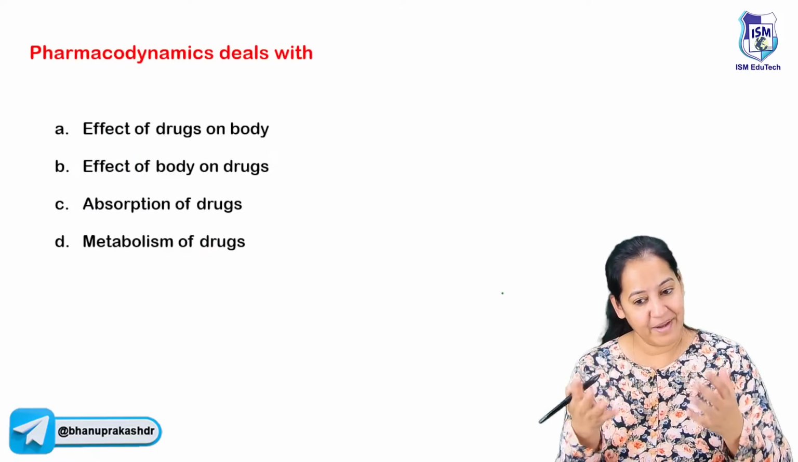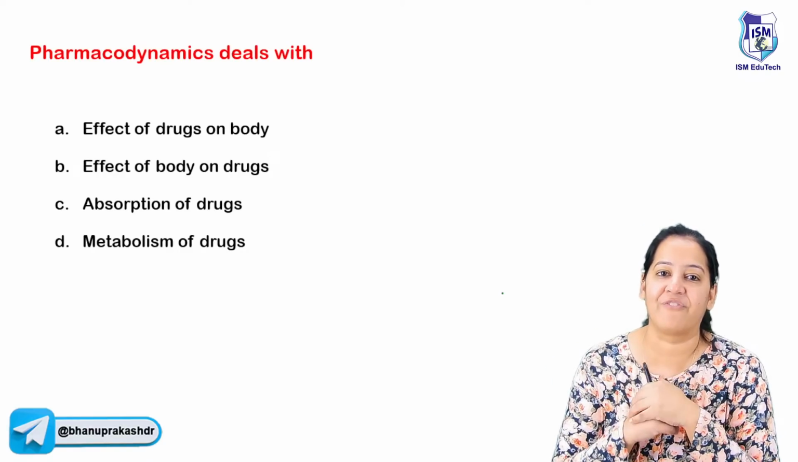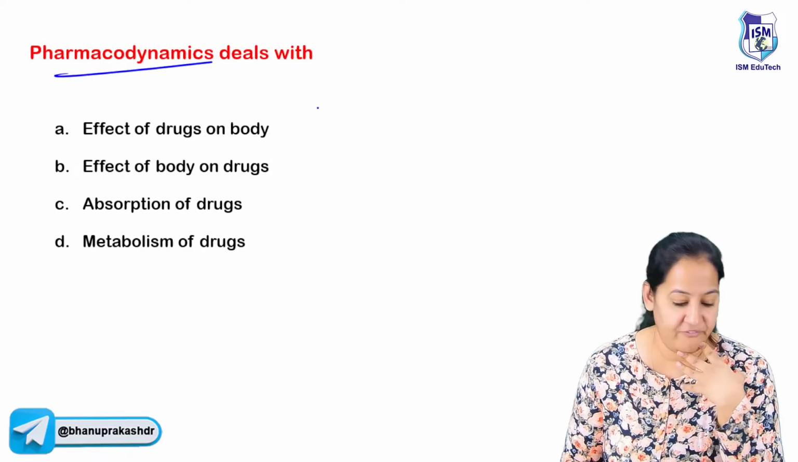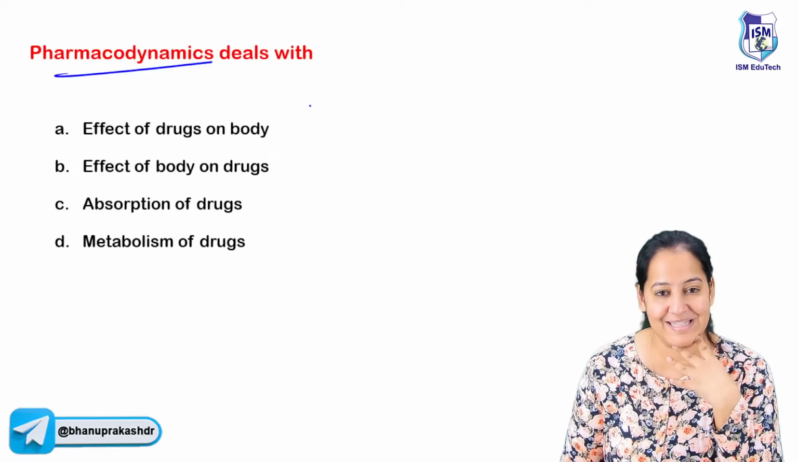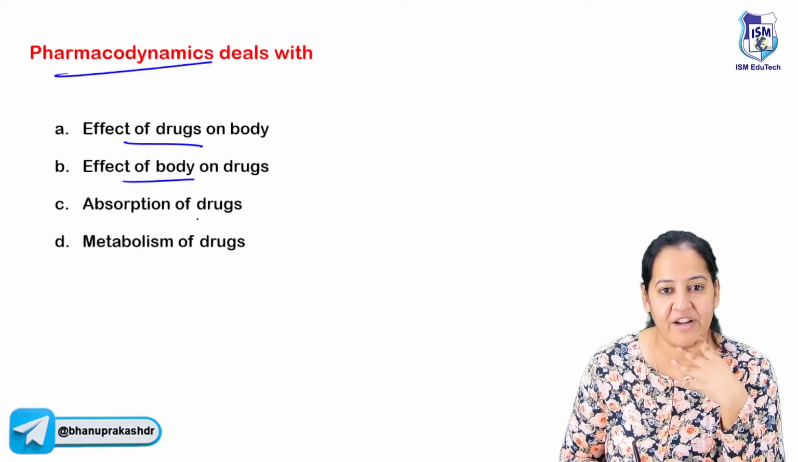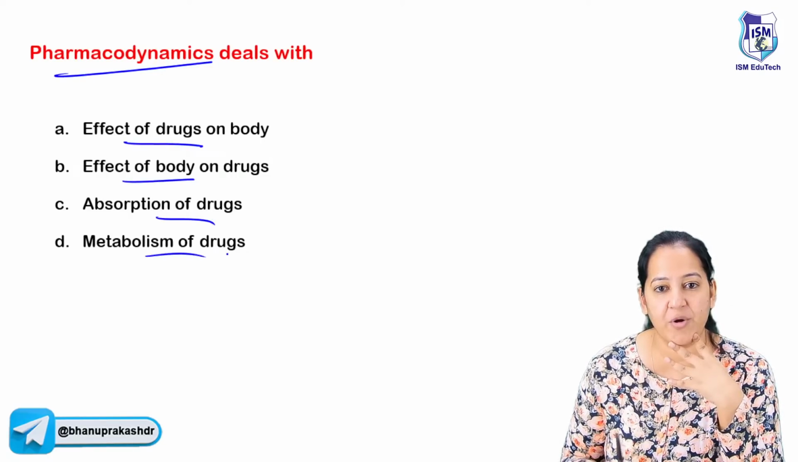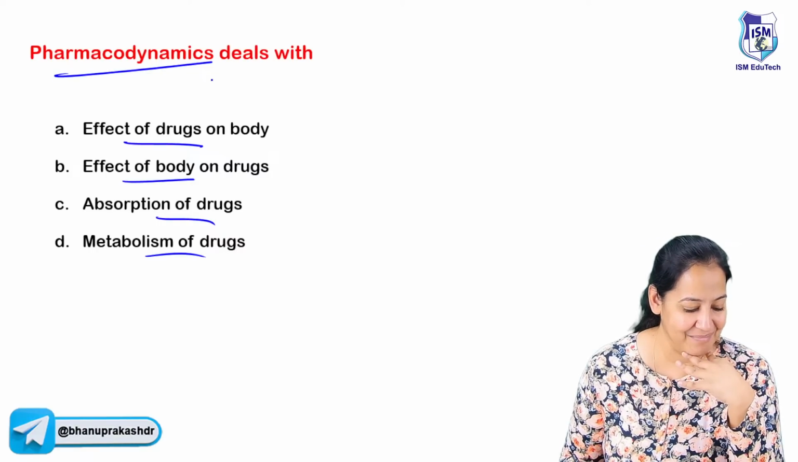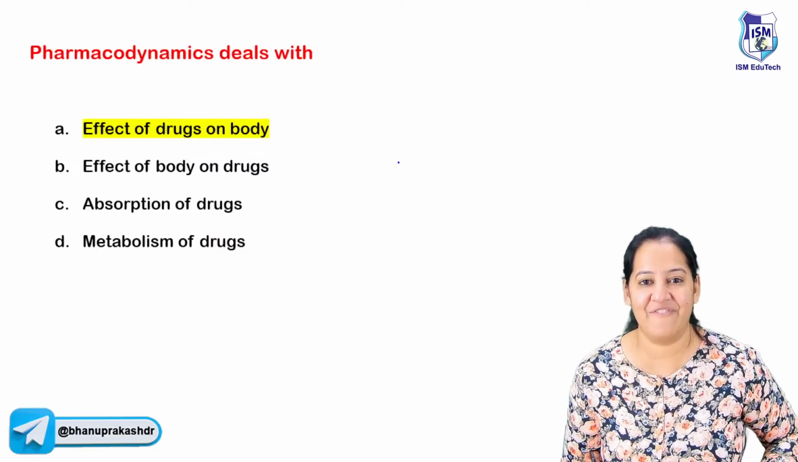Anyways, coming to the next question very quickly. The next question is in front of you. Now, a few questions from general pharma. Pharmacodynamics deals with: effect of drug on the body, effect of body on the drug, absorption of the drug, or metabolism of the drug? What's the correct answer? Please guess fast. Yes, it is the effect of drug on the body.